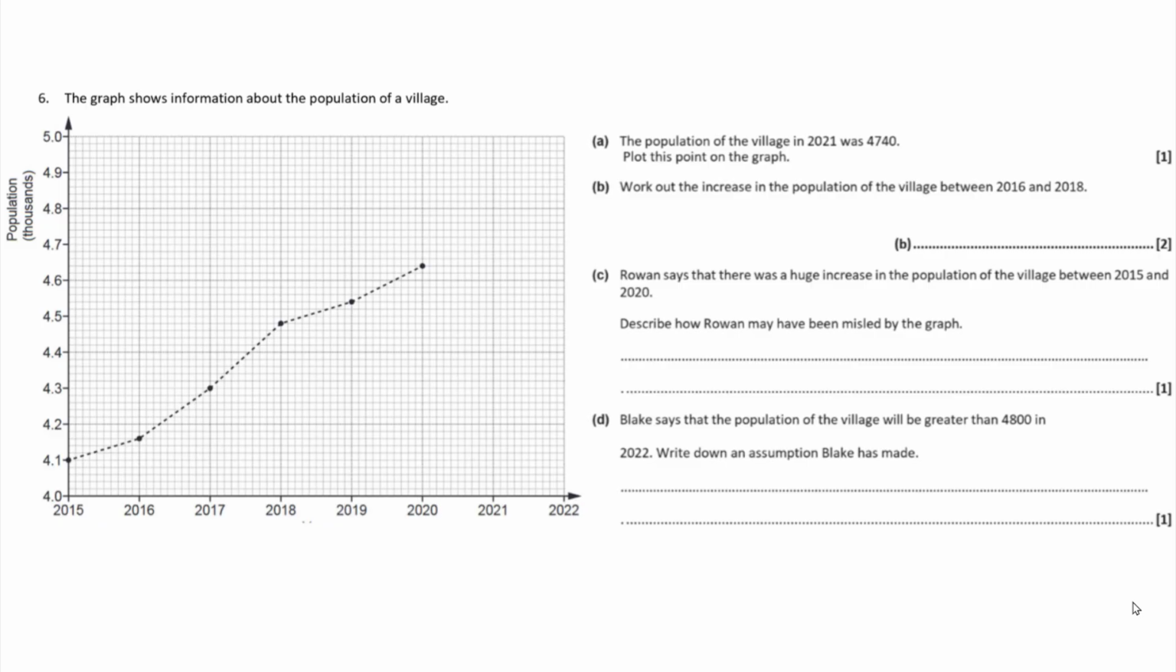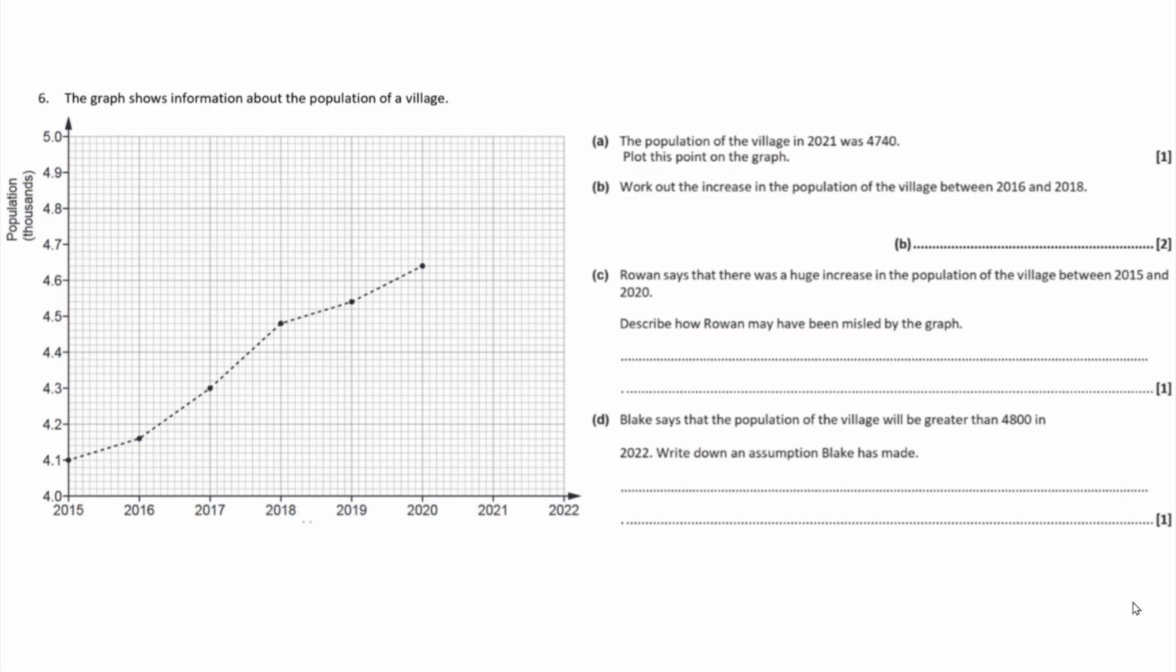Question 6. The graph shows information about the population of a village. We've got population written in thousands up the side, and years running from 2015 to 2022 along the bottom, although the graph seems to stop at 2020. The population of the village in 2021 was 4,740. Plot this point on the graph.